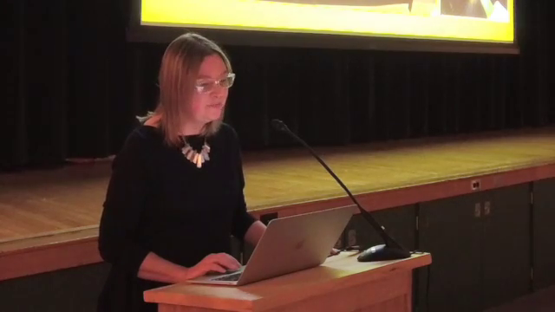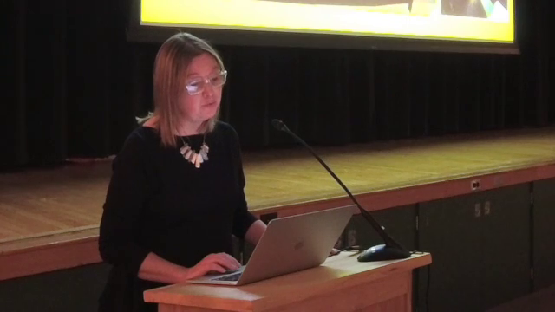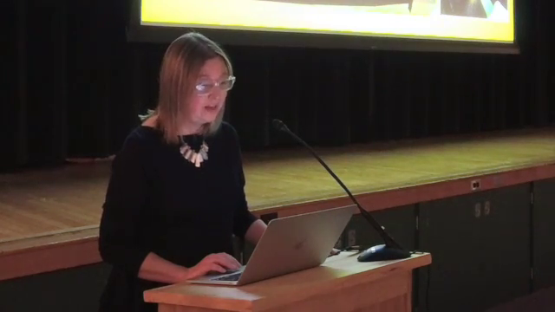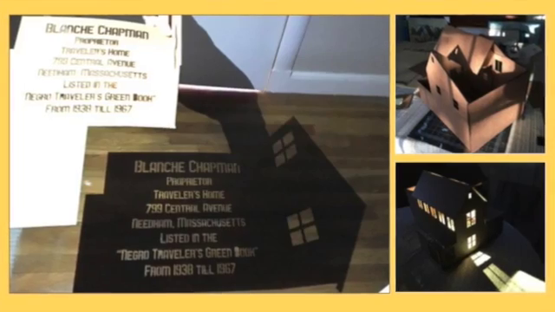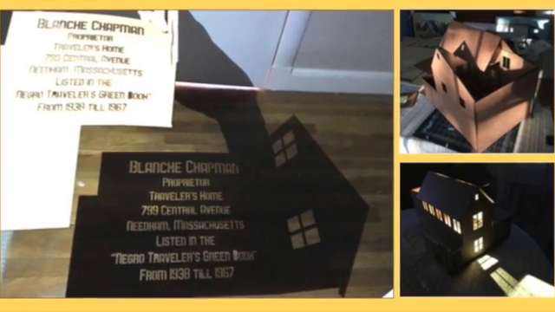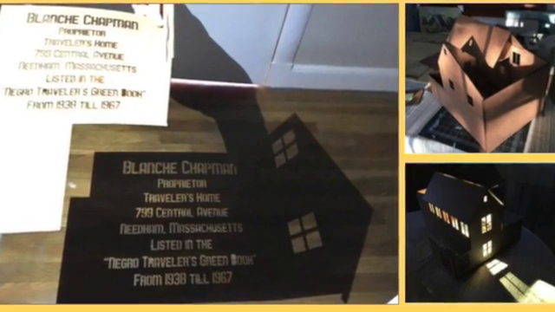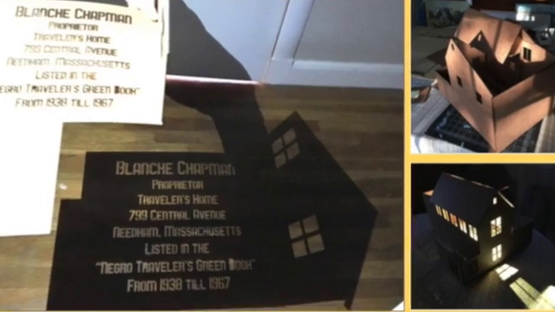So I built a model of Blanche Chapman's house and rigged it with remote-controlled lights. I laser cut her name and the information from the Green Book out of the base of the house so that it would project text onto the floor.